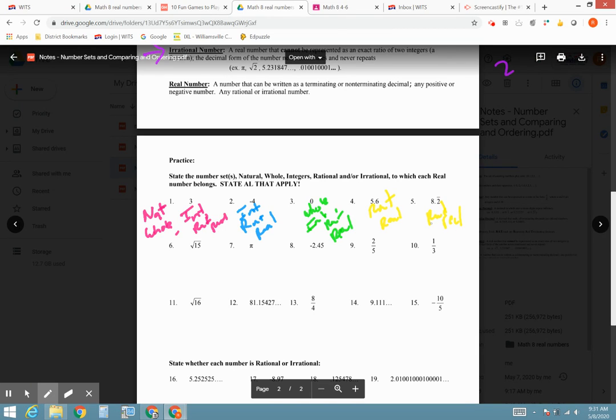Now the square root of 15, I'm not so sure about that. So I'm going to have to get my calculator, and I'm going to put in, I can't reach it.